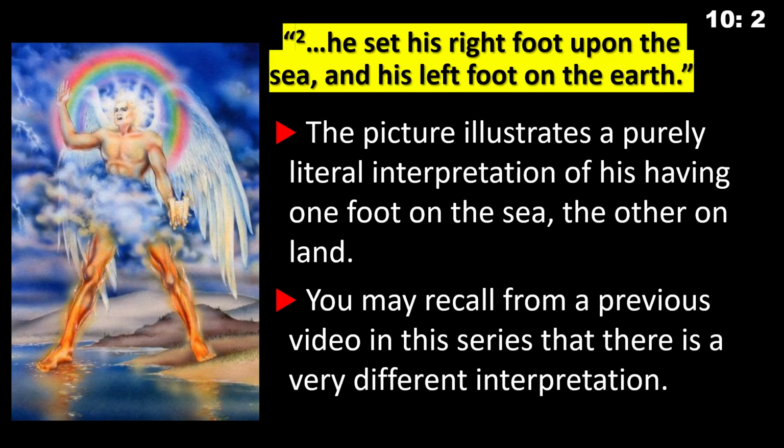He, the angel, set his right foot upon the sea and his left foot on the earth. The picture illustrates a purely literal interpretation of his having one foot on the sea and the other on land. You may recall from a previous video in this series that there is a very different interpretation of the sea and the earth.